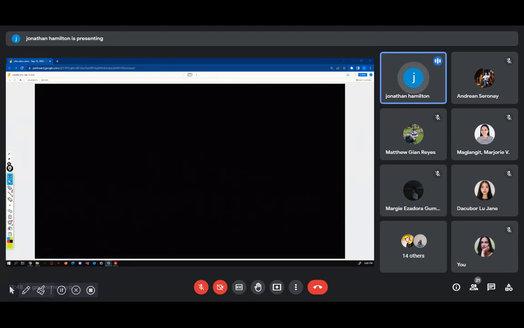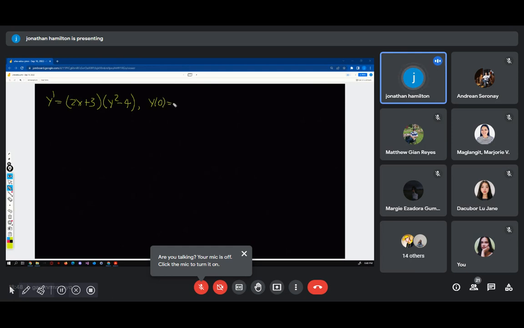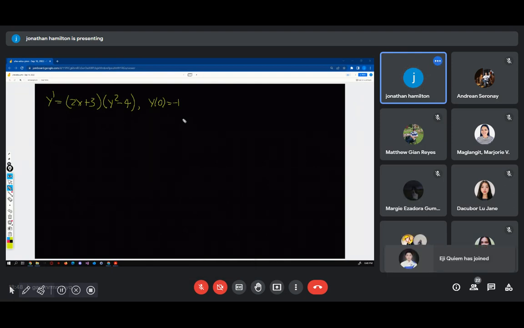So for our next example, let's say we have an equation y prime is equal to 2x plus 3, y squared minus 4, and then we have the initial value of y at 0 is equal to negative 1. Now, naay medyo dili siya shortcut pero naay quick formula para ani. But we need to know certain values.